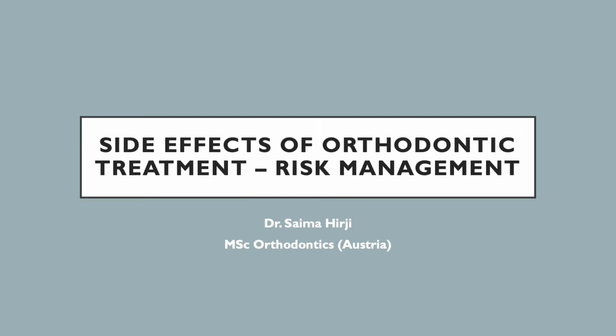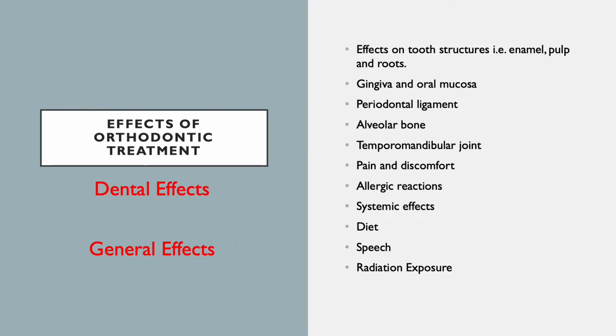Today, the topic of my presentation is side effects of orthodontic treatment, how to do risk management in orthodontics. There are two basic classifications of side effects, the dental effects and the general body effects of the orthodontic treatment. Regarding the dental effect, the orthodontic treatment may affect the tooth structures like enamel, pulp and root, gingiva and oral mucosa, periodontal ligament, alveolar bone, and TMJ.